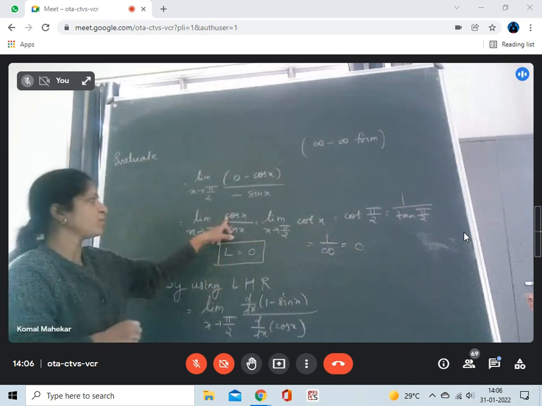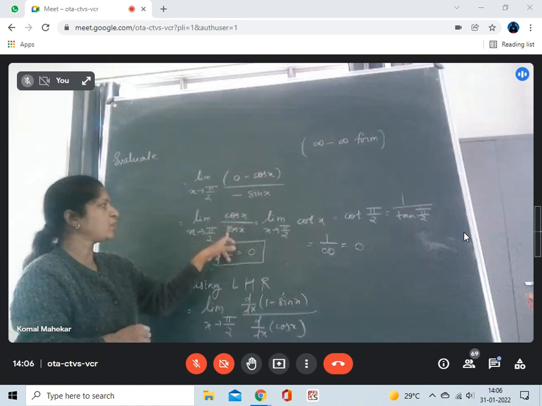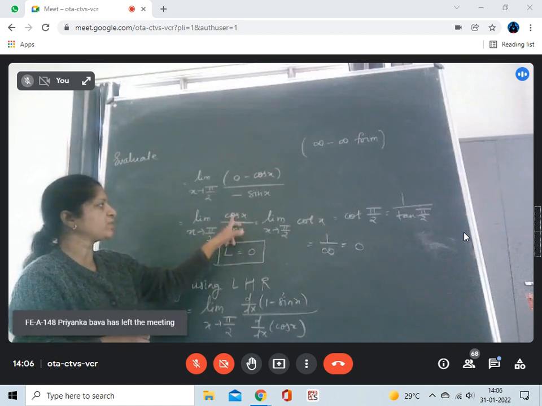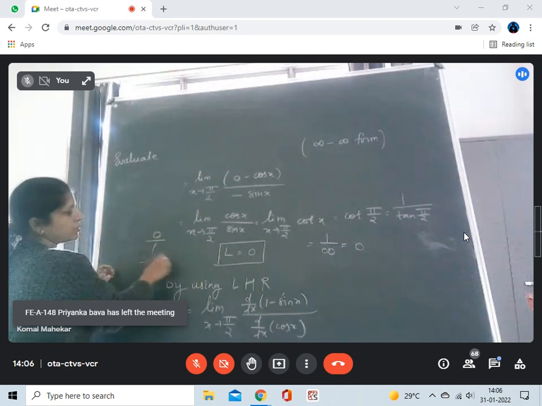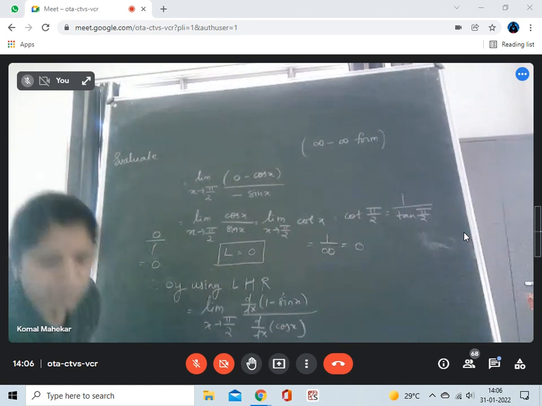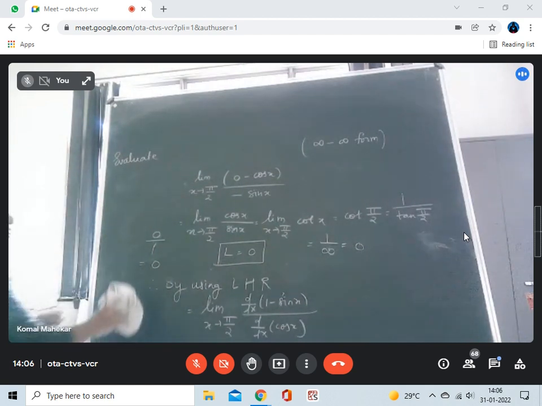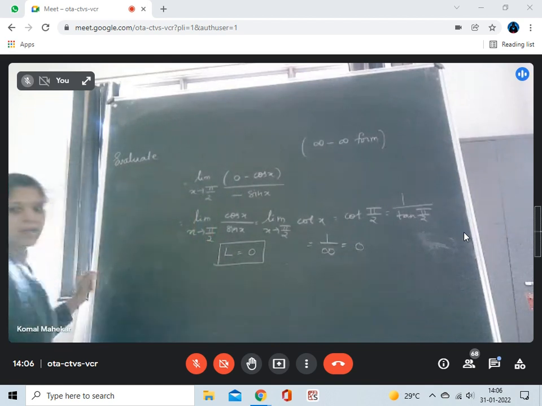Or here also you can put x equal to pi by 2. This becomes cos pi by 2 upon sin pi by 2. Sin pi by 2 is 1, cos pi by 2 is 0, so this gives you 0 upon 1, that is also 0. So here the limit is equal to 0. In this way we can solve problems of infinity minus infinity form. Okay, let us consider another problem.